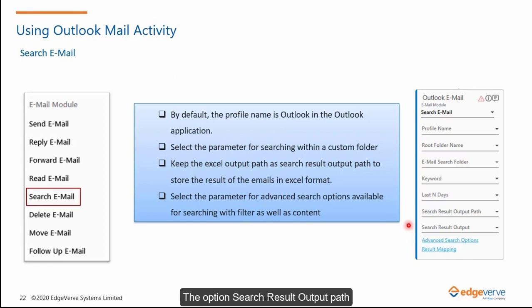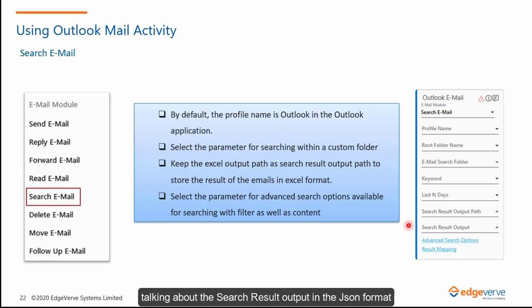The option search result output path is basically where we will select the parameter that is holding the Excel file path where the search result is written. The file automatically gets created if it is not present at the target location.